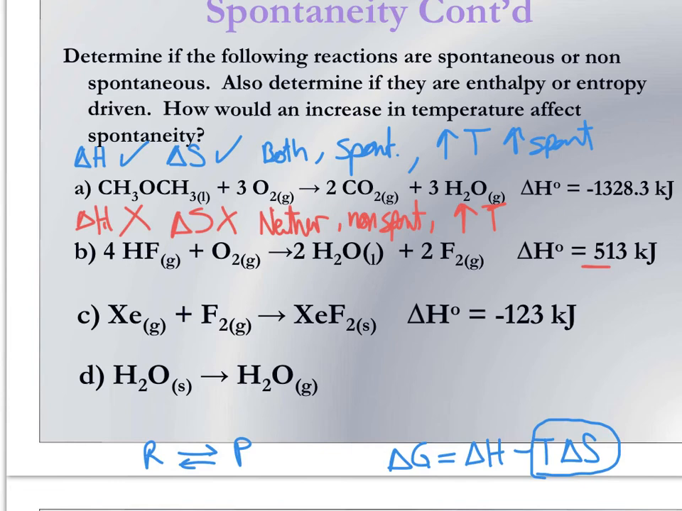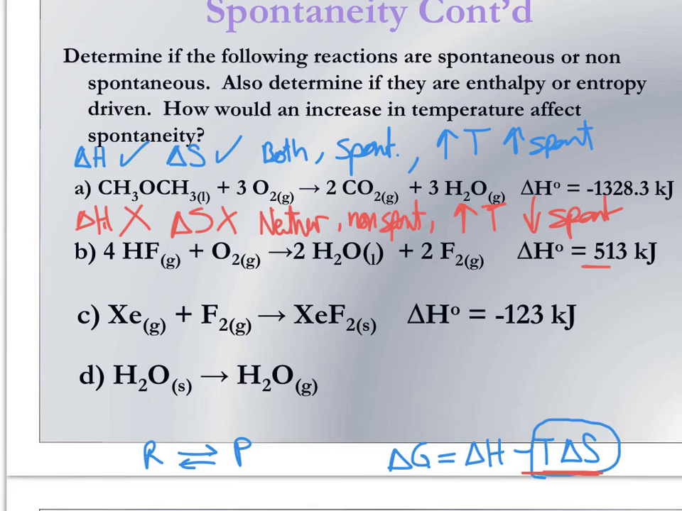So let's look again. I increase my temperature, I heighten the effect of the delta S. Delta S is saying, nope, this reaction should not go. So if I increase my temperature, I become even less spontaneous because delta S does not want it to go. And I'm increasing that term right here.